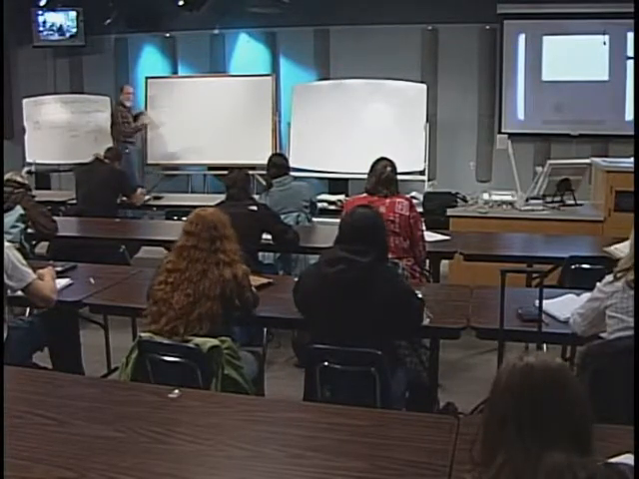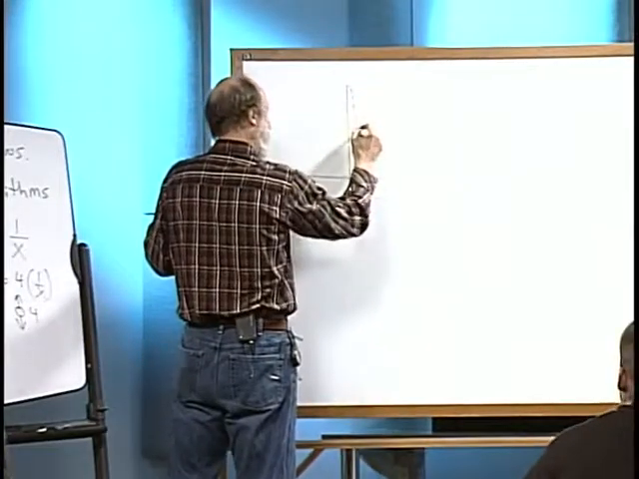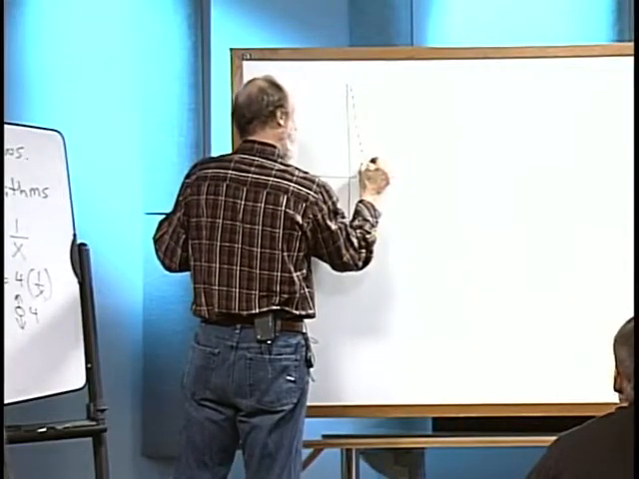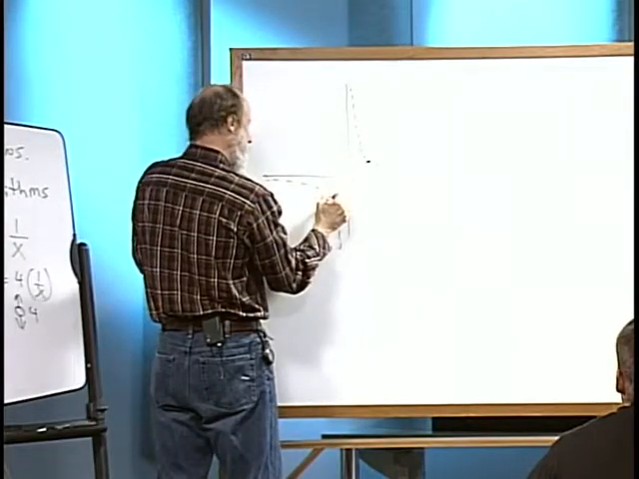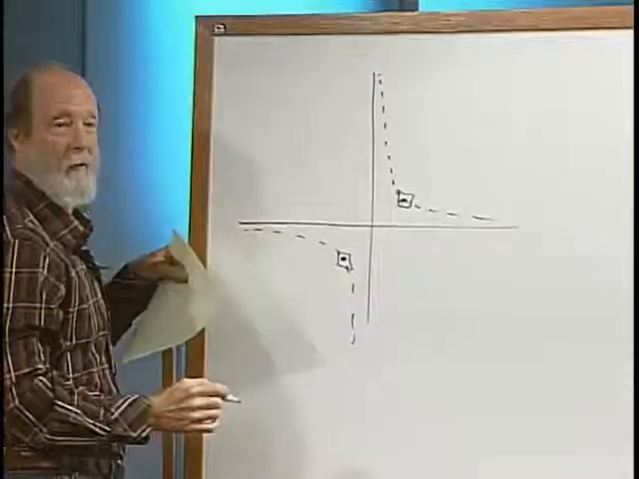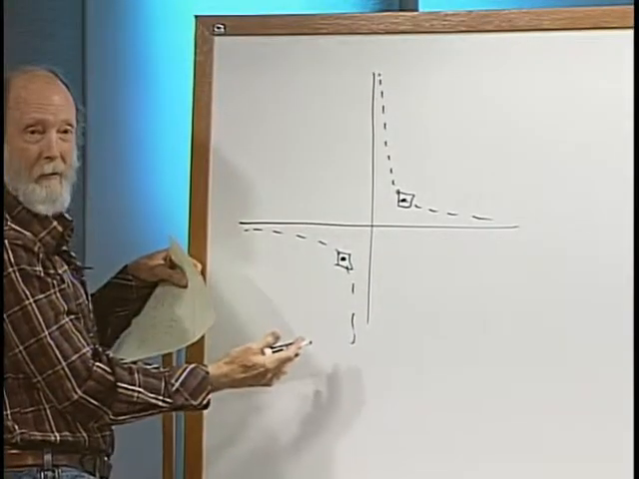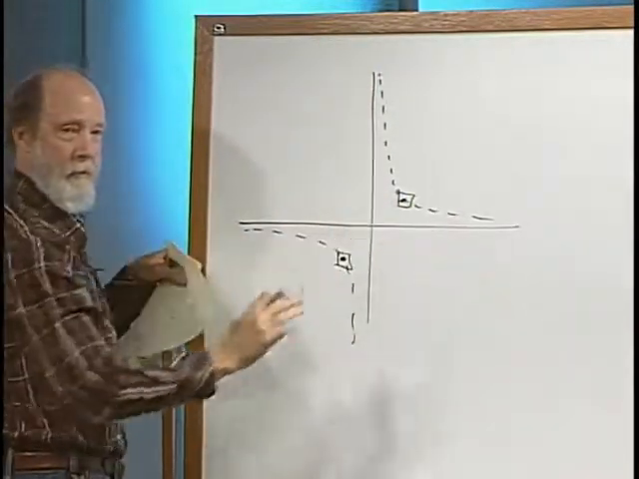1 over x, you should know what that looks like. That's in our library of functions. It's a function that comes down and goes through 1, 1, and goes through minus 1, minus 1, those important points. So that's what 1 over x looks like, and that should be in your head, and it has a vertical asymptote and a horizontal asymptote.